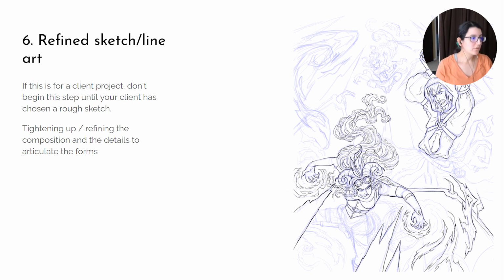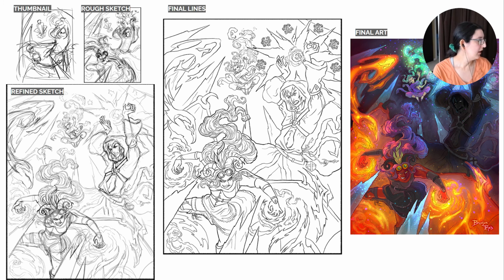So here with the refined sketch, you're actually working out some details. You can see on the right here a work in progress phase of the last digital illustration I did. You can see that the refined sketch is in blue and the final line art is in black above it on a separate layer. This is a pretty common process that artists use.